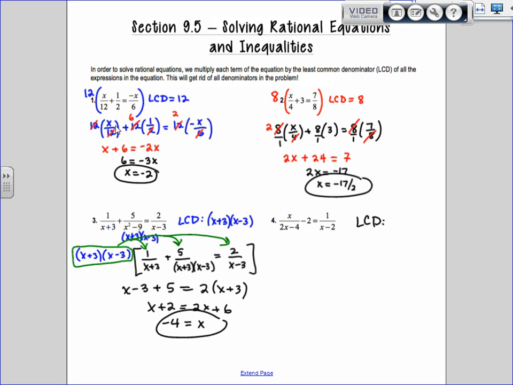We want to recognize that this very first thing, 2x minus 4, is really 2 times x minus 2. So when I come up with my least common denominator, I just need 2 times x minus 2. So I'm going to multiply that least common denominator, 2 times x minus 2, by my whole equation: x over 2 times x minus 2, minus 2, equals 1 over x minus 2. So I'm going to multiply it in.